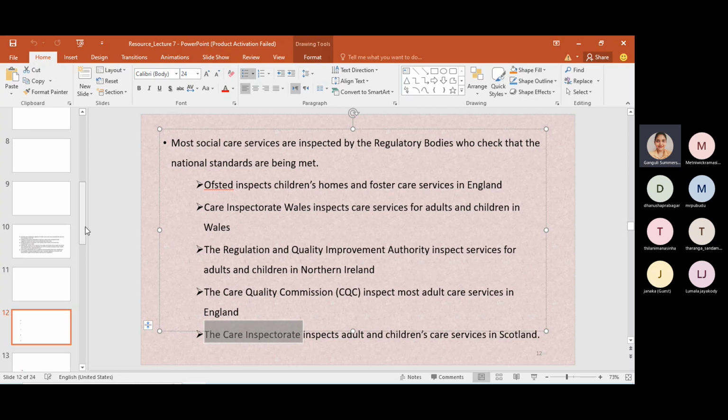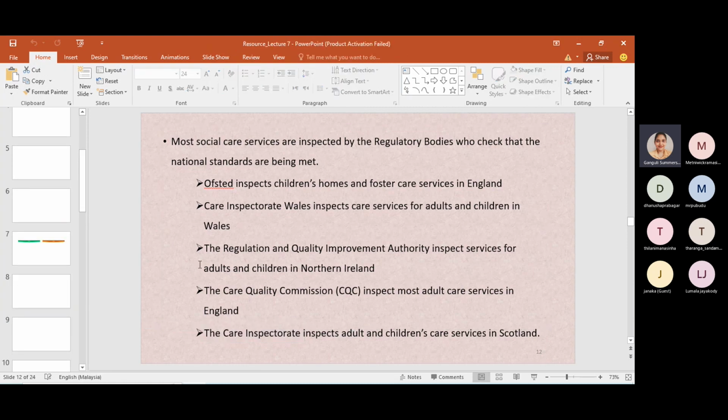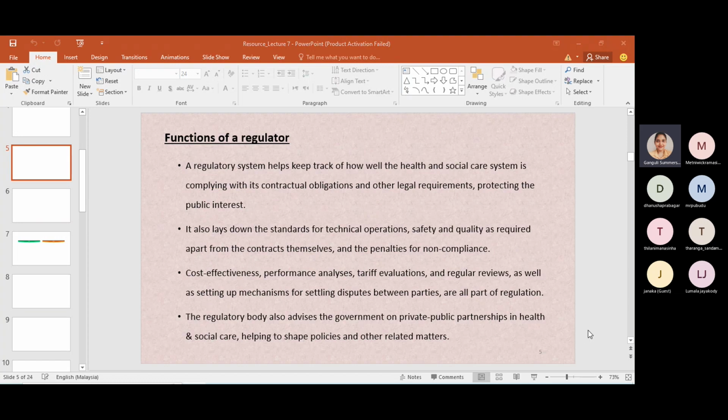You will learn about these regulators a few minutes later. For now, we are just talking about the regulatory process. I'll give you a few seconds to think about the functions of a regulator.